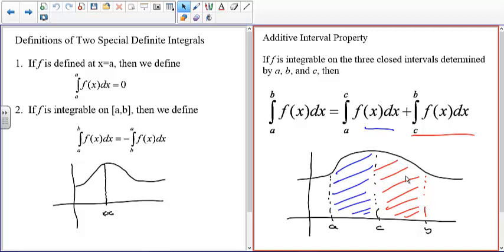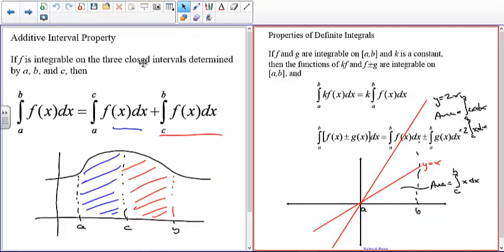If I took a piece of wood and I cut it in 1/3 and 2/3, if I weigh the individual parts, it's going to weigh the same as the original total part. So the same thing applies for integrals. If you want to break up your integral into two parts, that's fine for whatever reason. It's not going to change the answer. So that's called the additive interval property. This one makes sense. This one's not quite as obvious, but it's true.